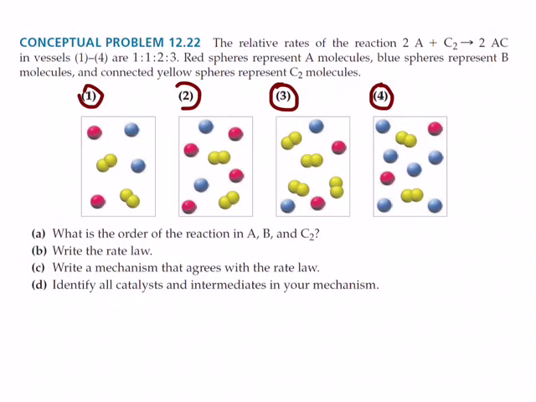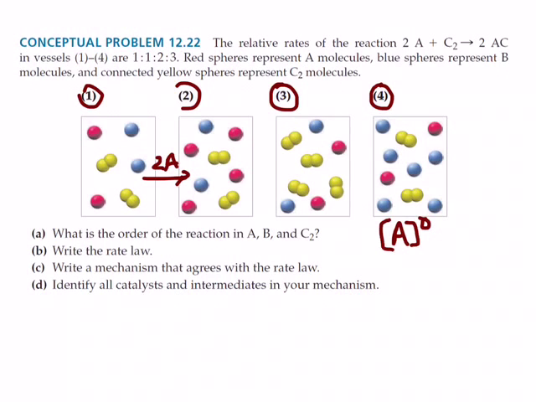Well, if we compare vessels 1 and 2, we notice that the C2, the yellows, are the same, there's 2 in each. The blues, the Bs, are the same, there's 2 in each, while the reds have doubled. So to go from vessel 1 to vessel 2, we've doubled the A concentration while holding everything else constant. Because of that, we notice the rate did not change. It stayed as a 1 to 1 ratio, so therefore the A must be 0 order, since it did not affect the rate.